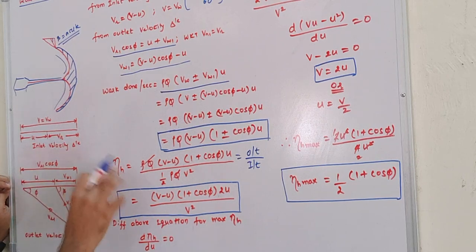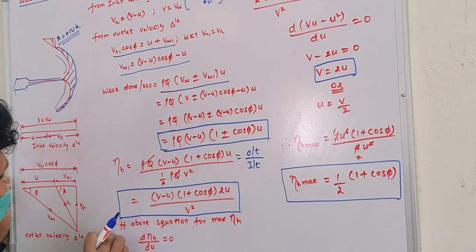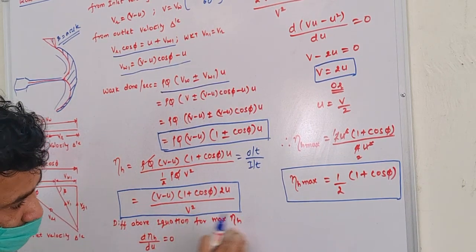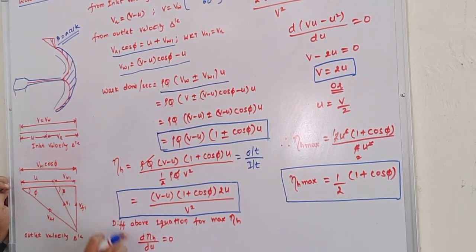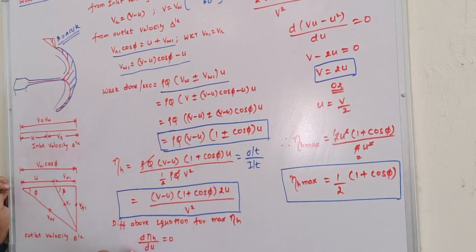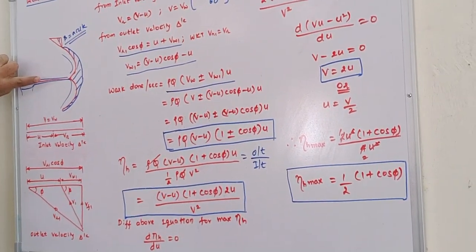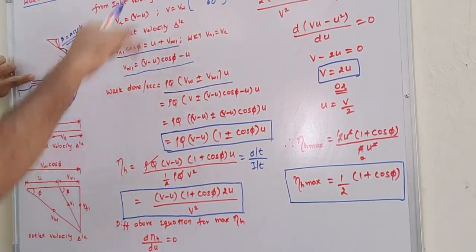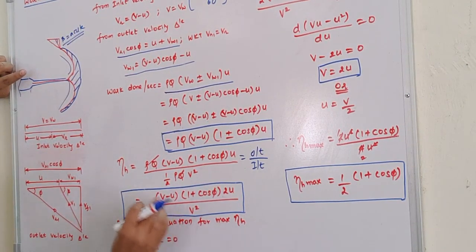Okay, so once we solve the hydraulic efficiency, now I want to calculate the condition for maximum hydraulic efficiency. To calculate the maximum hydraulic efficiency, I'll differentiate this equation with respect to U. Why am I differentiating it with respect to U? Because V is constant. We cannot change the absolute velocity. What is the only thing that can be changed? The velocity of the vane, the velocity of the moving vane. That is what I can change. That's why this equation has been differentiated with respect to U.